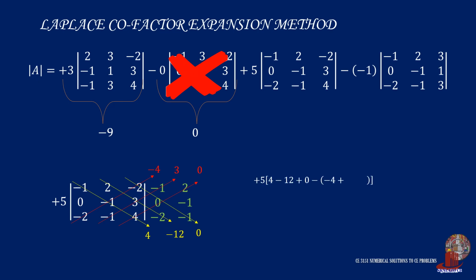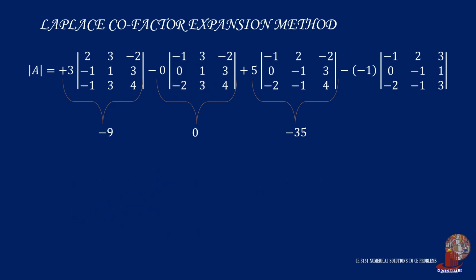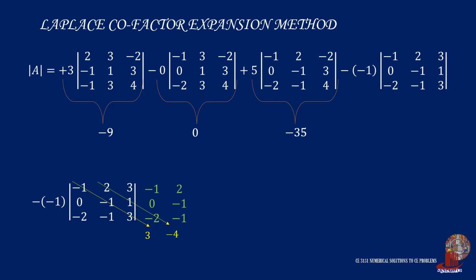So the third term has 5 of 4 minus 12 plus 0 minus negative 4 plus 3 plus 0. That is 5 times negative 7, which equals negative 35. The fourth term has diagonals as negative 1 times negative 1 times 3, which is 3. The second diagonal has 2 times 1 times negative 2, and that equals negative 4. Last diagonal has 3 times 0 times negative 1, which is 0.